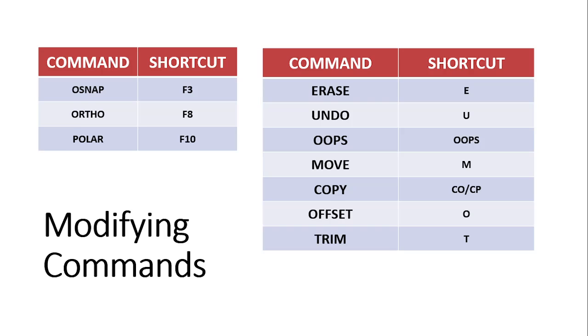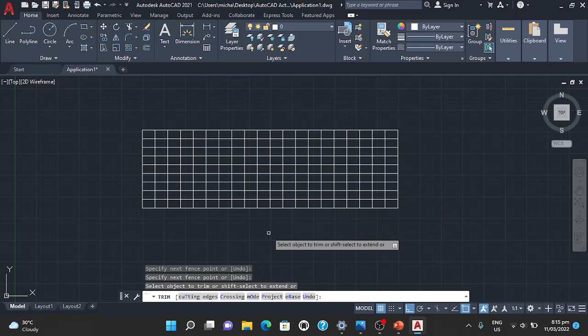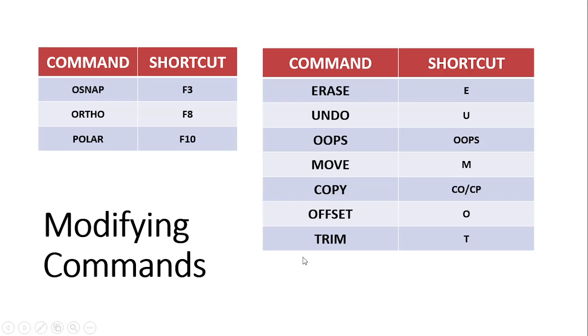Okay, so on this video, we've tackled and we've applied the commands erase, undo, oops, move, copy, offset, and also trim. Also, we've discussed in this video how to use ortho and also polar in creating lines, vertical or horizontal, or even if we could create a line within a specific angle. Okay?